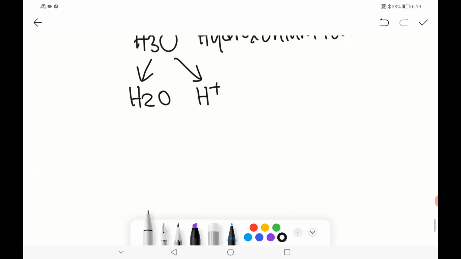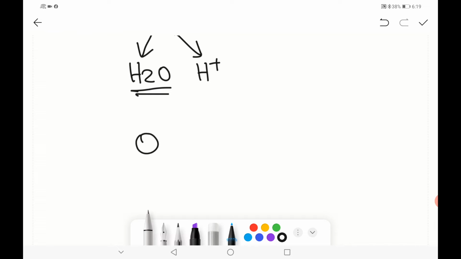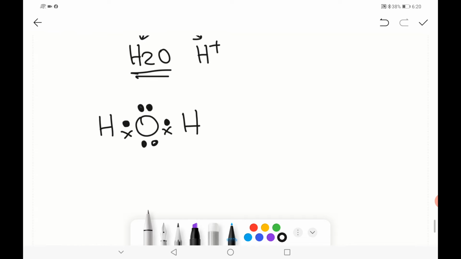Now let's look at it. Water: you have H2O, an O and also 2 H. Oxygen has 6 electrons: 1, 2, 3, 4, 5, 6. Oxygen shares 1 electron with the H on the left, and hydrogen also shares 1. Oxygen shares 1 electron with the H on the right, and hydrogen also shares 1. So this is a normal water.